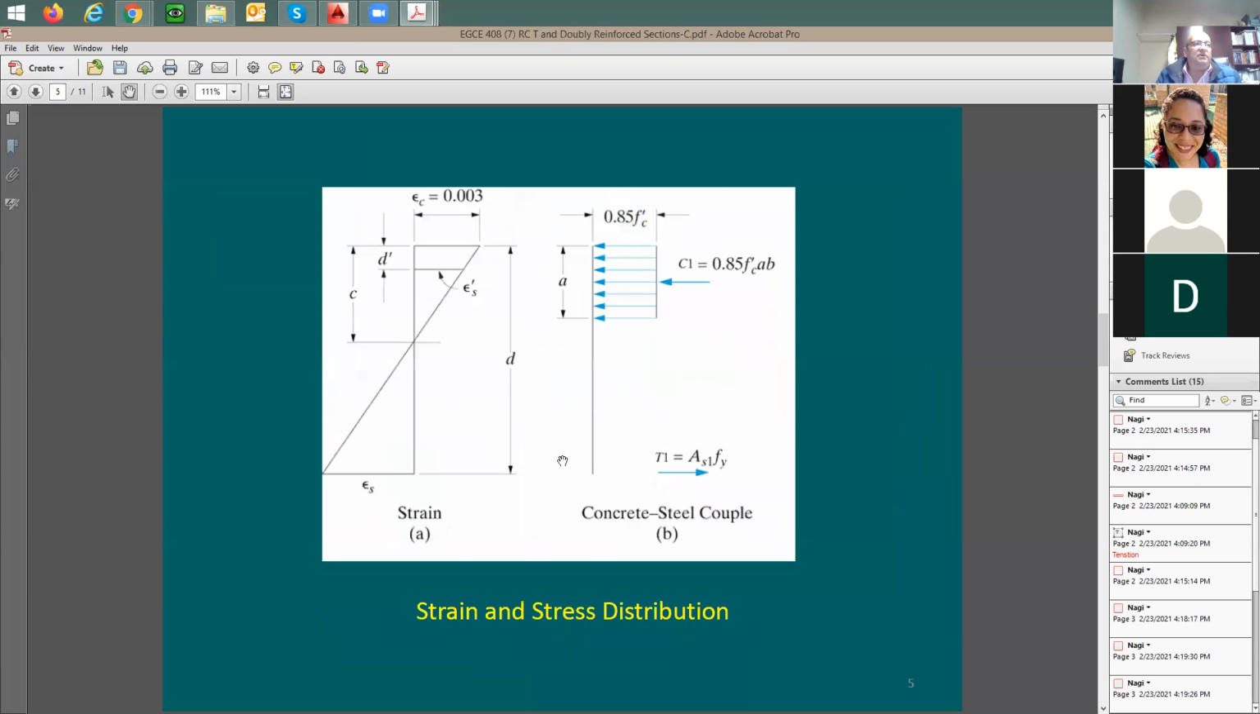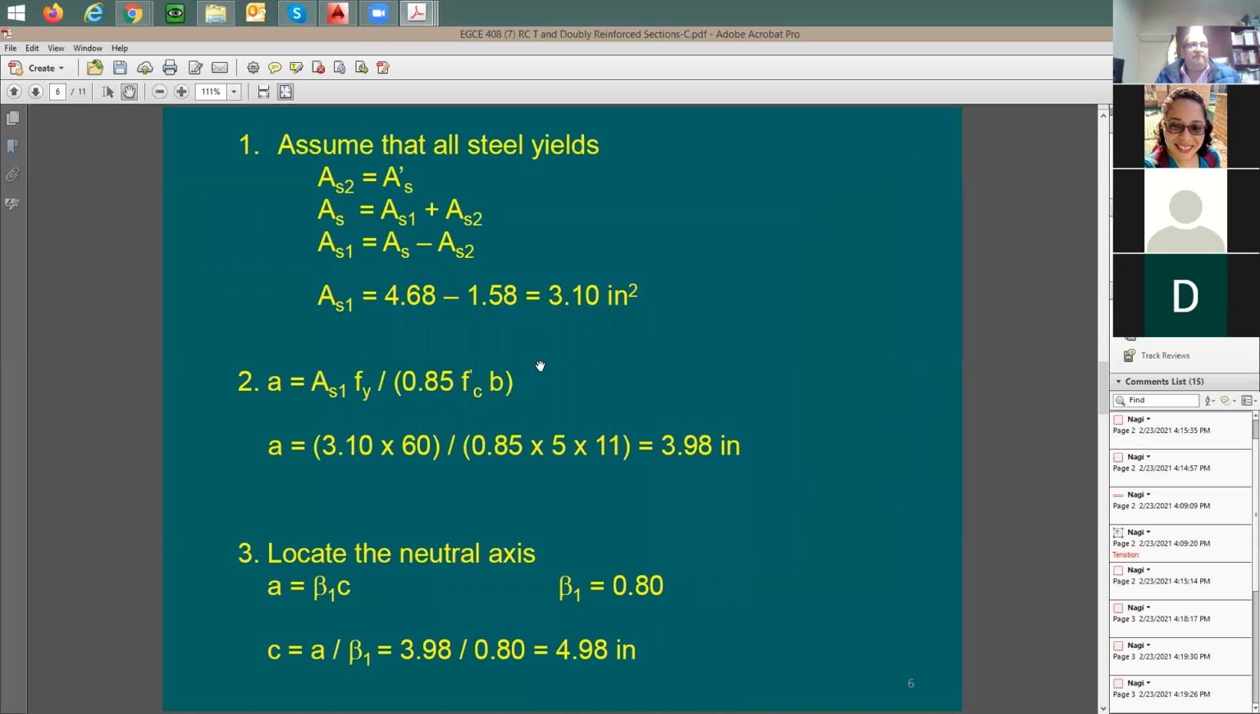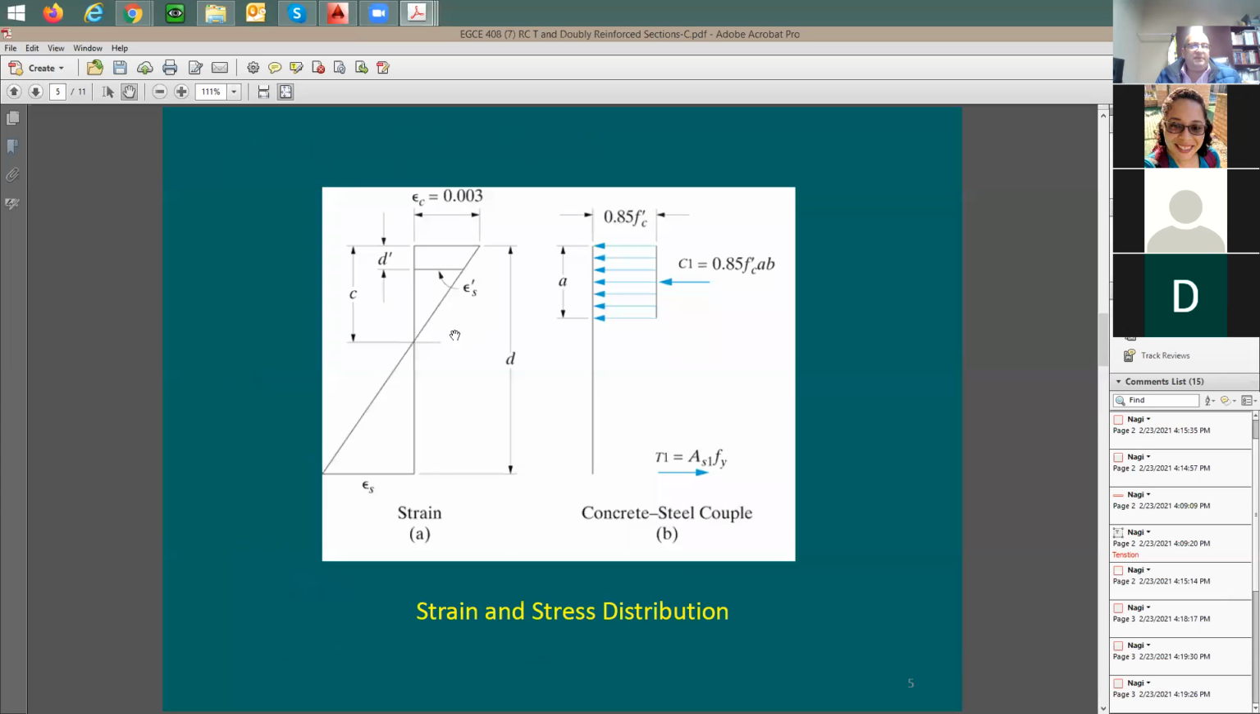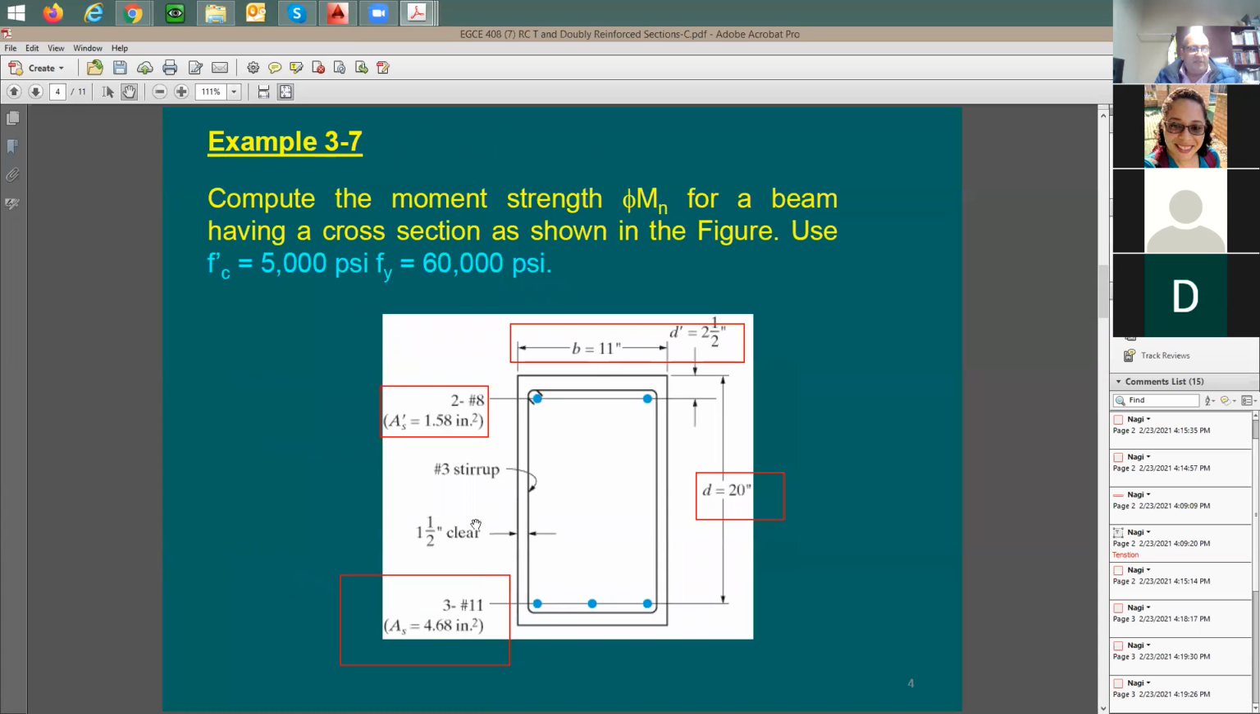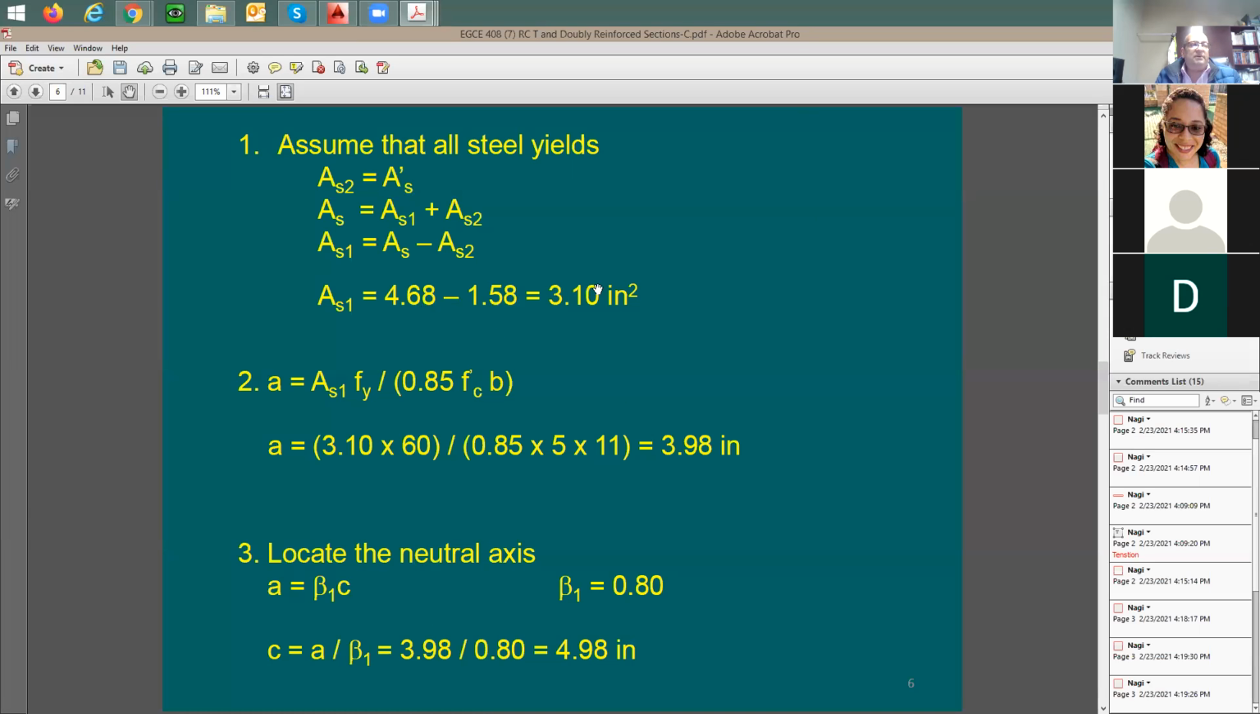So now let me do it here, right? And say, let me do the analysis. AS2 is going to be equal to AS prime, which is 1.58. And AS1 is going to be equal to the difference between the two cross-section areas. Difference between this 4.68 and 1.58. So okay, it's going to be like 3.1. How about AS2 again? It's going to be equal to 1.58, which is the top steel, compression top steel.